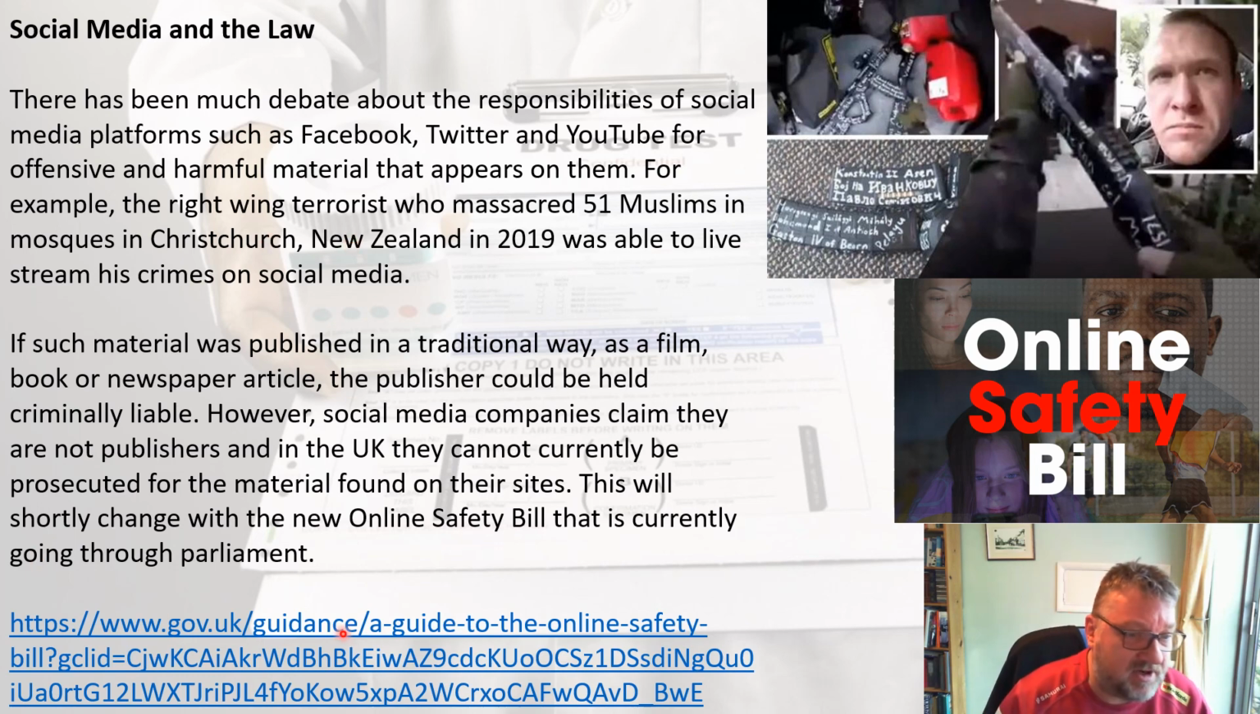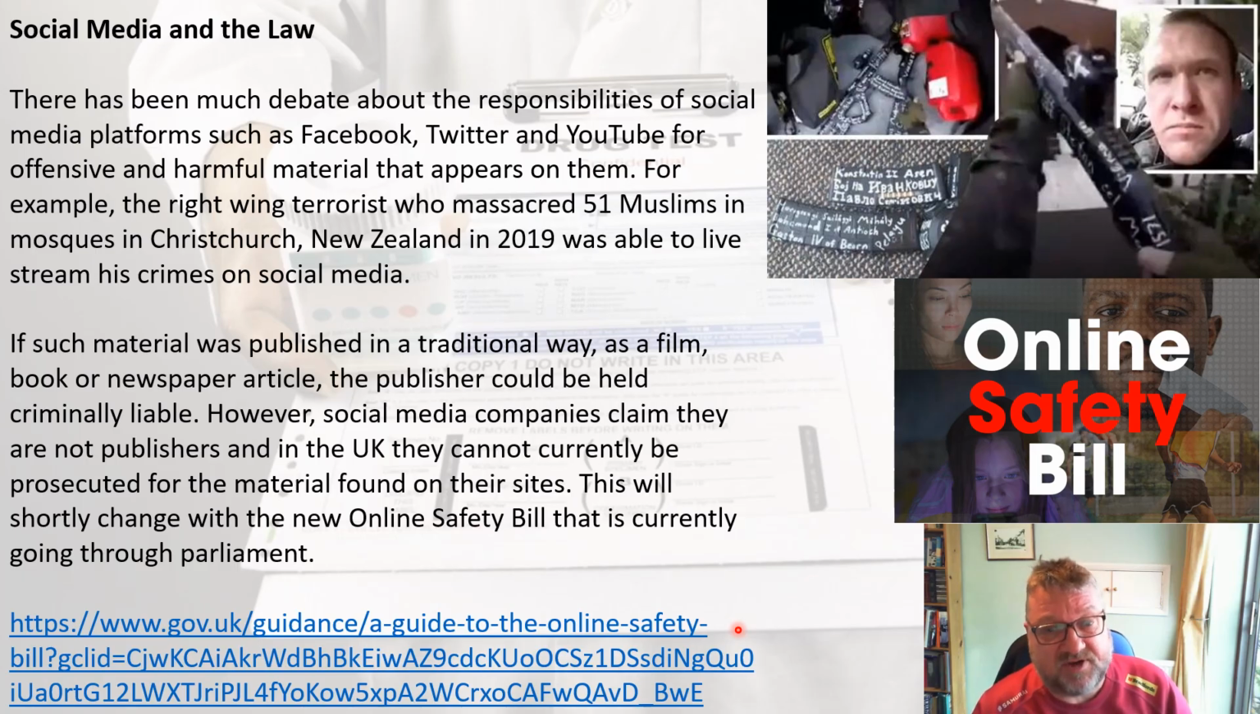But here is the link that will take you to a guide to that, and it is definitely an improvement, and now social media companies are much more liable for the content that they allow to be put on their sites. So hopefully that's helped. You've got some idea as to how the various different agencies bring about, or the tactics they use to affect, some social change and also achieve social control.